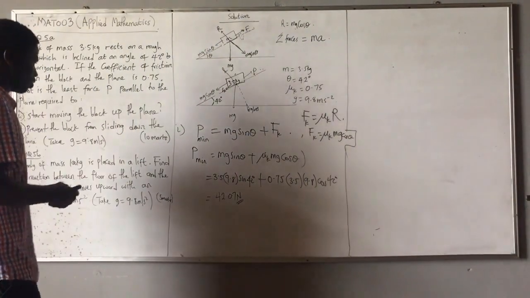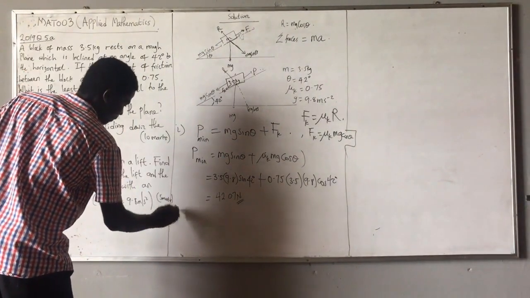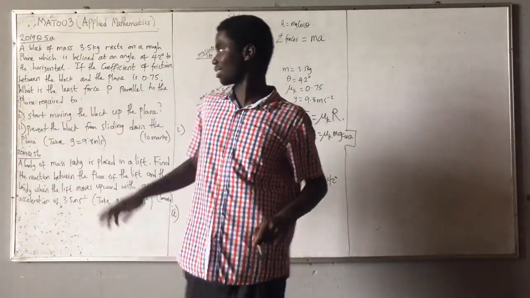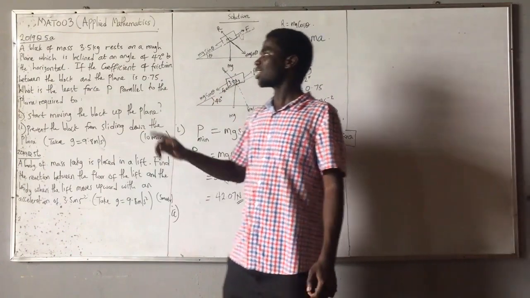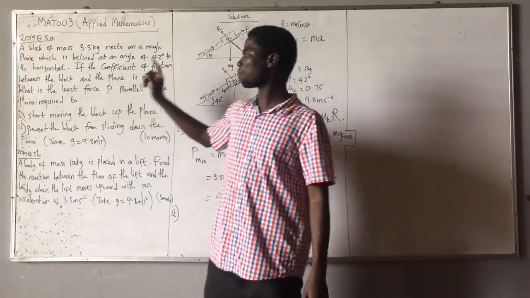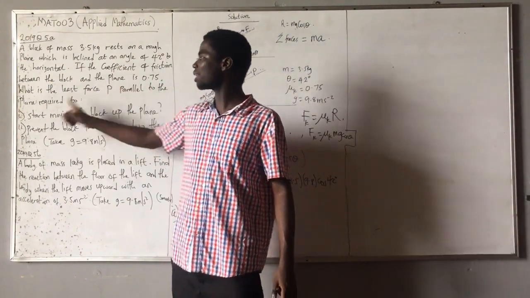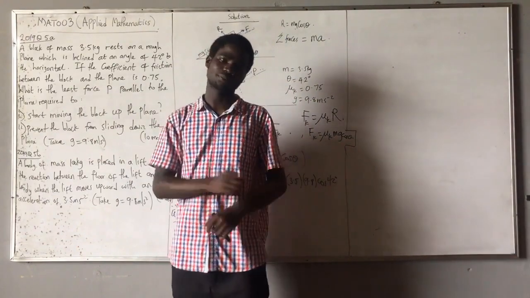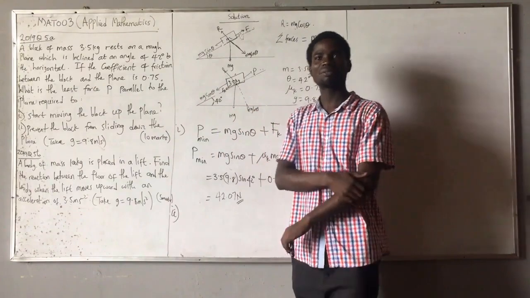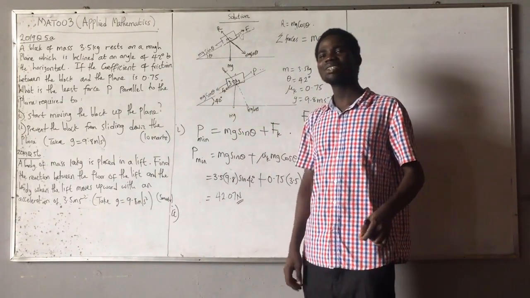Now, number 2 question. Look at this, this is 2019. No, this is last year past question, 2019, question 5A. Now say, what is the least force parallel to the plane to prevent the block from sliding down the plane? The force to prevent the block from sliding down the plane.